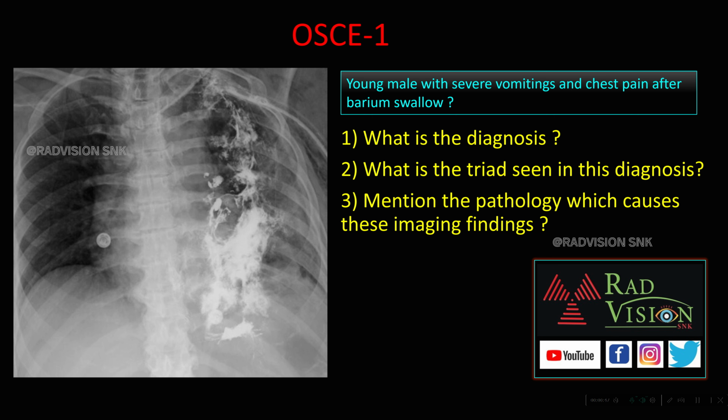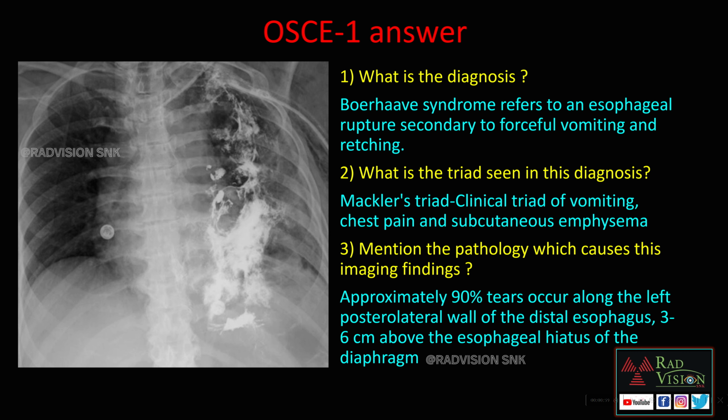And also here, because of sudden history of vomitings and chest pain following barium swallow, this is definitely a rupture of the esophagus and spillage of the barium into the mediastinum and even the thorax. So what is the diagnosis? This is nothing but called as Boerhaave syndrome. So Boerhaave syndrome refers to an esophageal rupture secondary to forceful vomiting and retching.